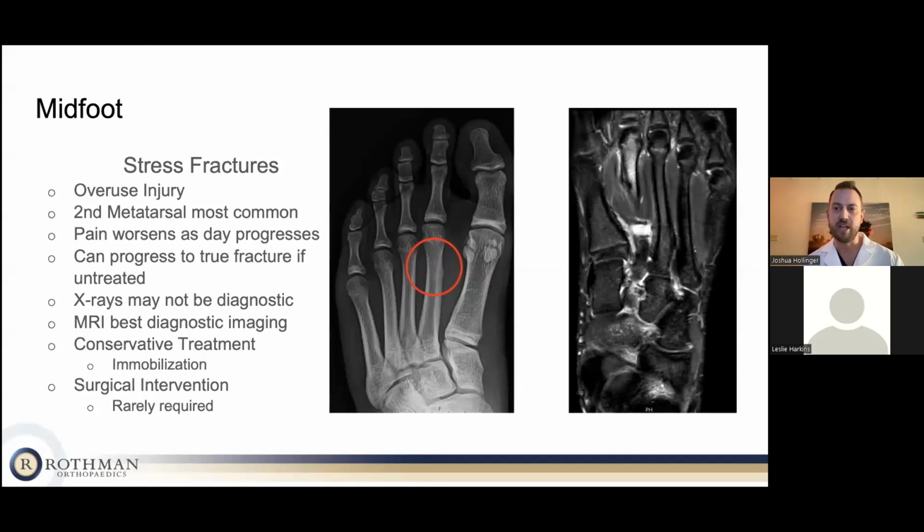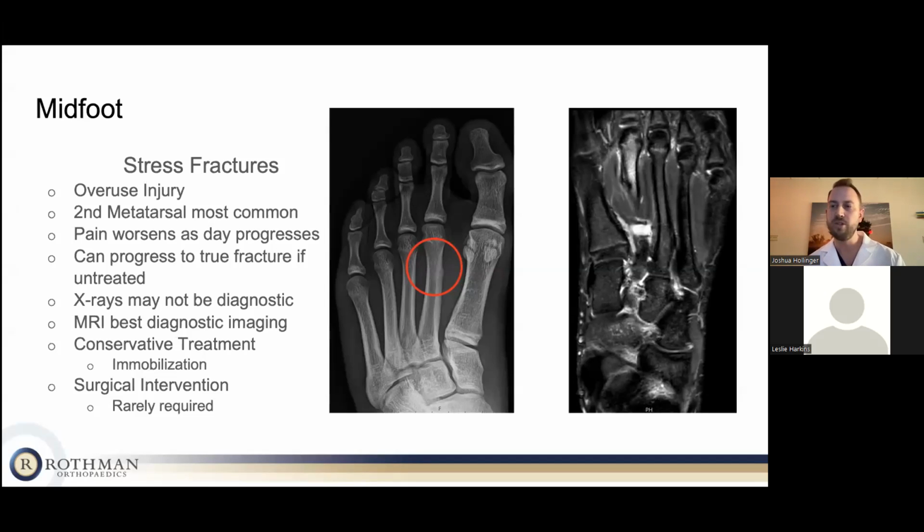In this case, the x-ray on the left does show a very, very small bulge in the cortex there, inflammation in the cortex that indicated a stress fracture or stress reaction there. But that's not always the case. And so MRI is usually the best diagnostic imaging to fully diagnose these. Most all go on to do well with conservative treatment. It's very, very rare that we have to operate on a stress fracture unless it turns into a true fracture or becomes recalcitrant to conservative treatment.